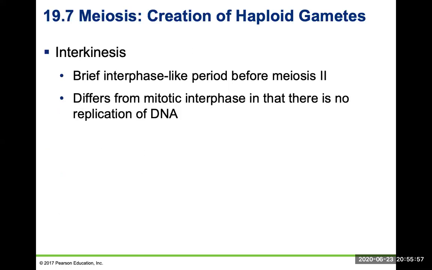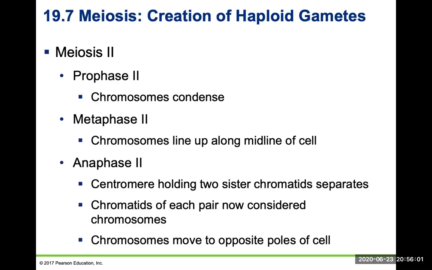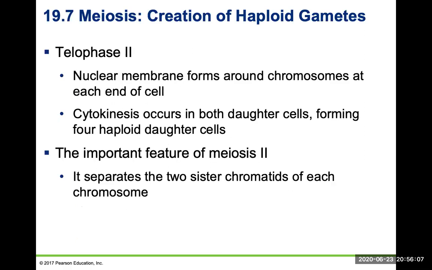Interkinesis is the brief interphase-like period before meiosis 2. And then we get into meiosis 2, and we go through prophase 2, metaphase 2, anaphase 2, telophase 2. Cytokinesis will occur at the end of telophase 2, forming those 4 haploid daughter cells. And again, the important feature of meiosis 2 is that it separates the 2 sister chromatids of each chromosome.